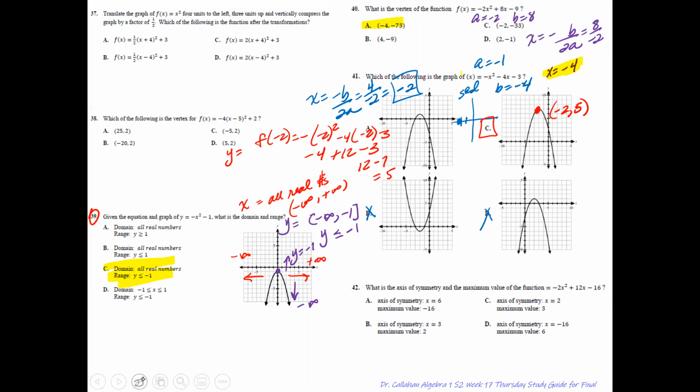Okay, so let's take a look at 42. For number 42, it says, what is the axis of symmetry? Your axis of symmetry, again, is going to be x is equal to -b over 2a, so -12 over 2 times -2 is a -4, so x equals a +3. Well, there's only one that meets that, which is this one right here.